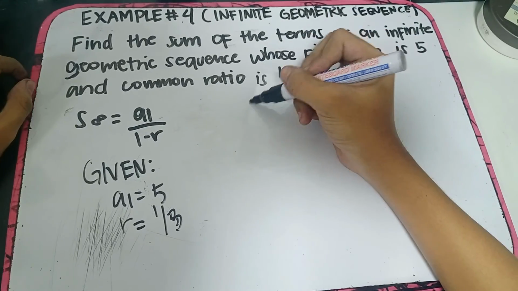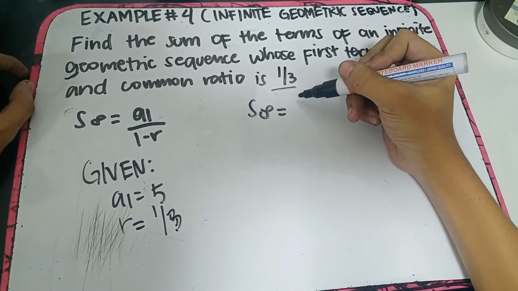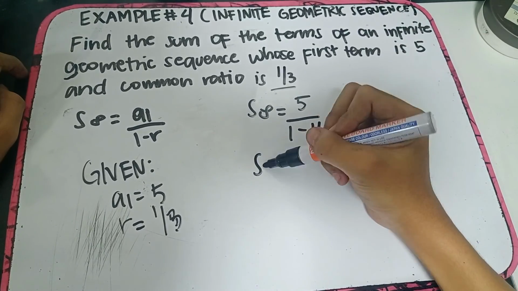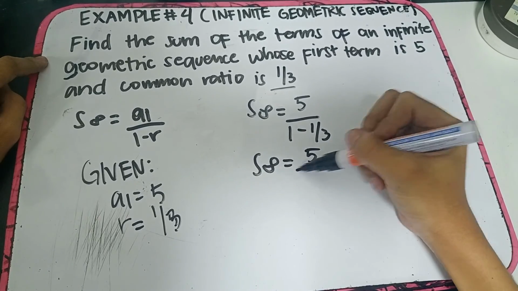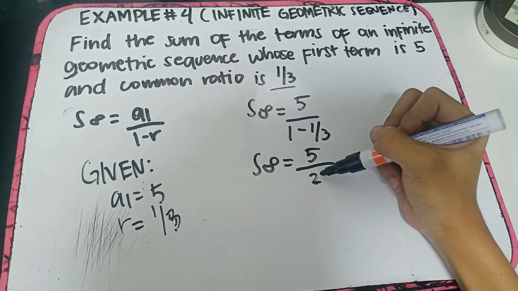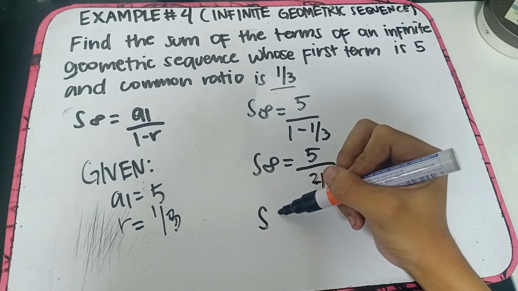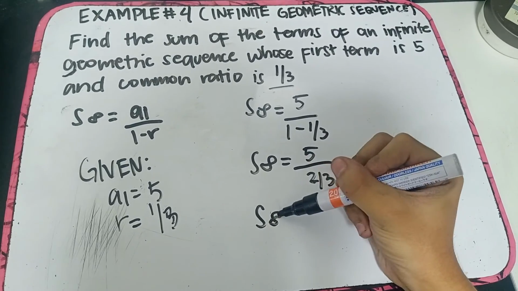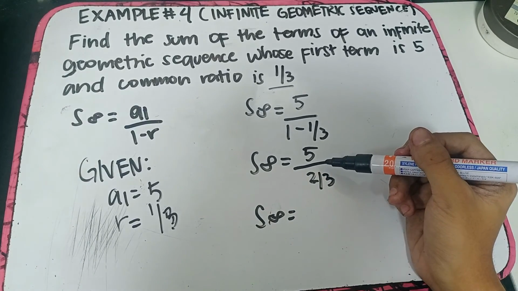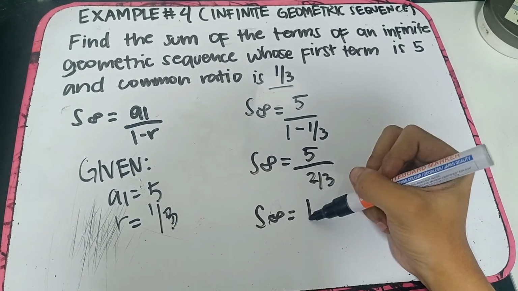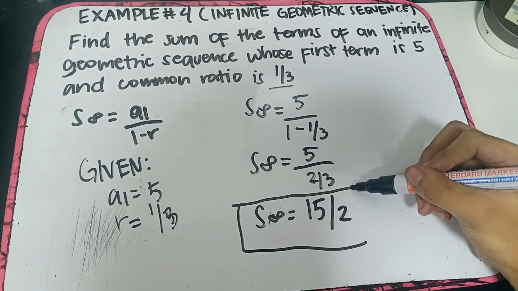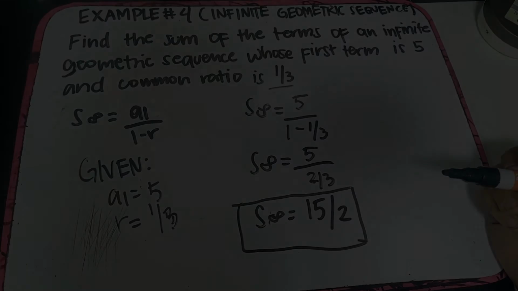So let's solve it. S sub infinity equals 5 over 1 minus 1/3. 1 minus 1/3 is 2/3. And S sub infinity equals 5 divided by 2/3, which is 15 halves, or 15 over 2. This is the sum of example 4.